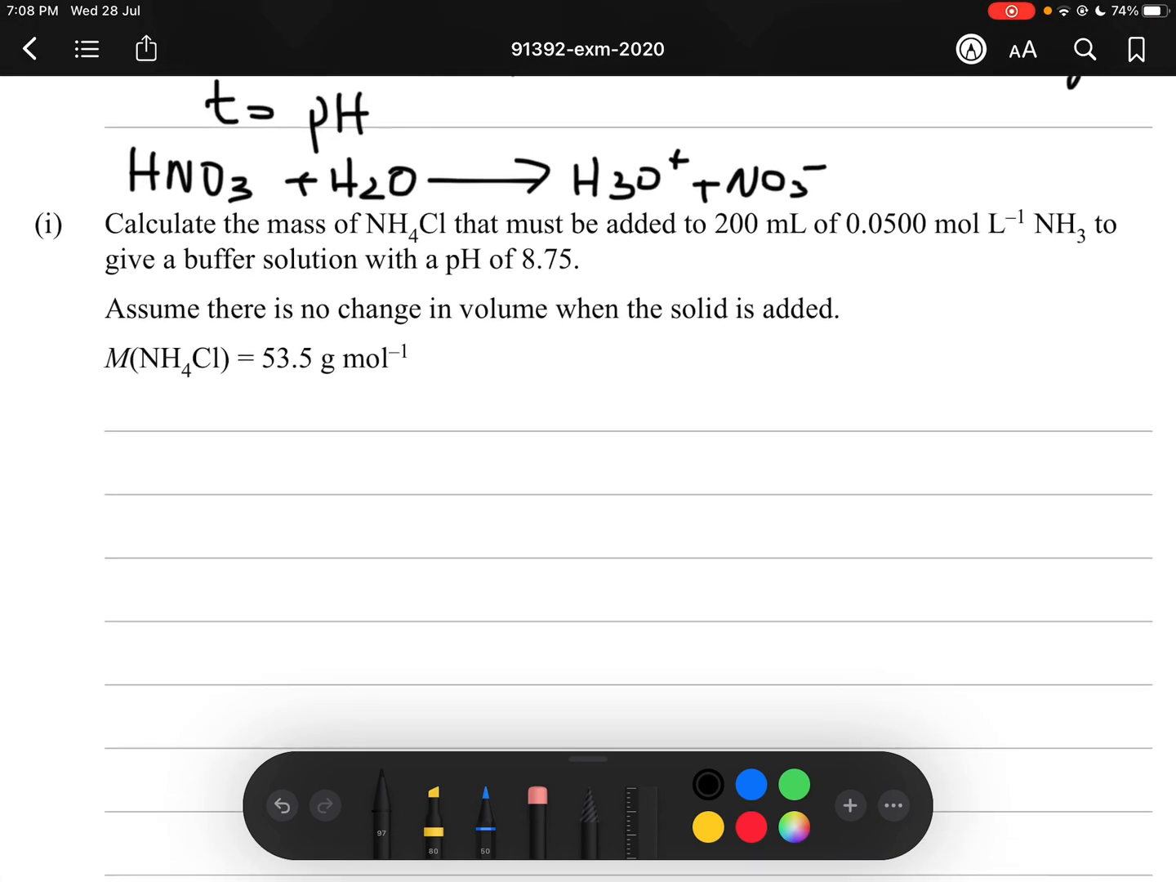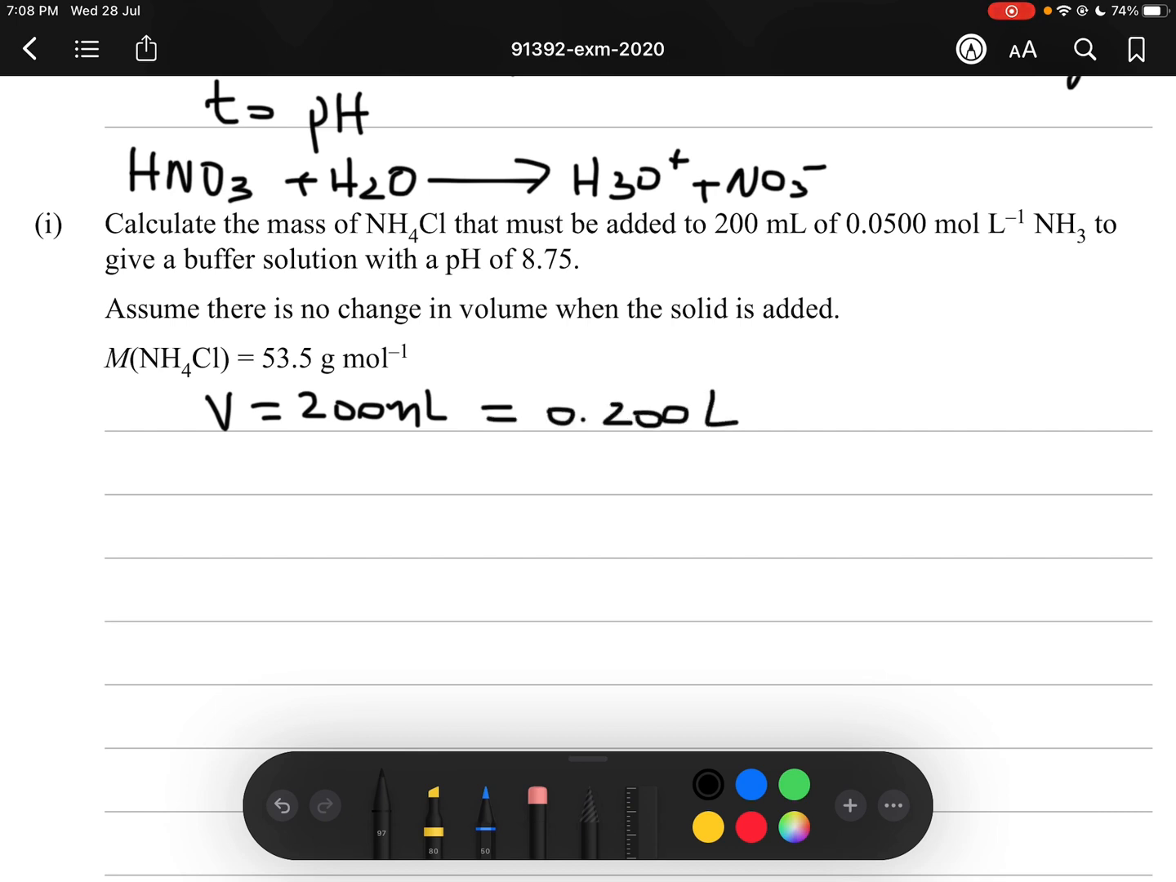Question BI, we're going to calculate the mass of NH4Cl that must be added to 200 milliliters of 0.05 mole per liter NH3 to give a buffer solution with a pH of 8.75. So assume there's no change in the volume when the solid is added. So we know about the volume, so we just write down the volume. It's going to remain at 200 milliliters, and we should convert that to liters, which is 0.2 liters.